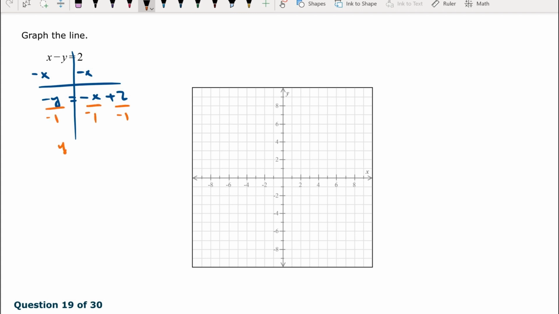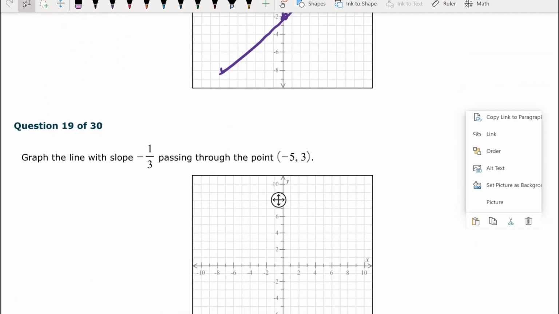y equal to, negative over negative is positive, x over 1 is just x. 2 divided by negative 1 is negative 2. The slope is the number in front of x, which is 1 over 1, and b is negative 2. So we begin at negative 2. Slope is positive 1, so up 1 over 1, up 1 over 1, up 1 over 1. This is easy, kind of a free point here.